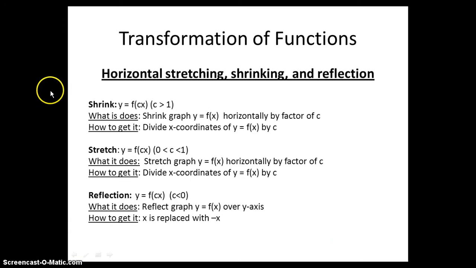Now, our last topic for this lecture will be horizontal stretching, shrinking, and reflection. So this time, we're doing it horizontally, not vertically. Now, a lot of you are going to say, oh, this looks quite the same. And it is, and there are some ways to tell just by this how it's going to look as opposed to your a f of x.